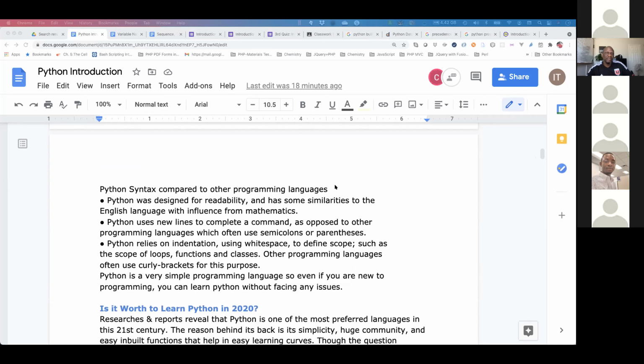Python was designed for readability and has some similarities to the English language, with influence from mathematics and science. It uses new lines to complete a command as opposed to other programming languages which often use semicolons. So in Python, we use indentation. I know during the process of running some of the programs, you probably got an error because you did not indent. When you're doing your indentation, just make sure it is very consistent. That way you avoid a lot of errors.